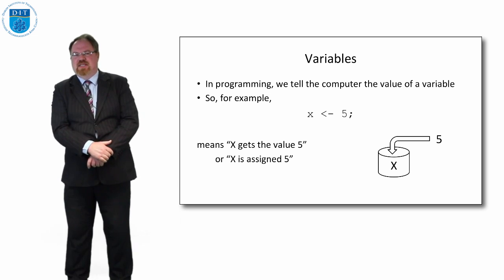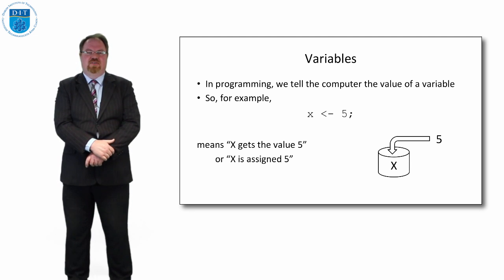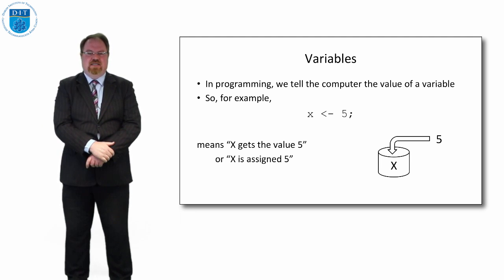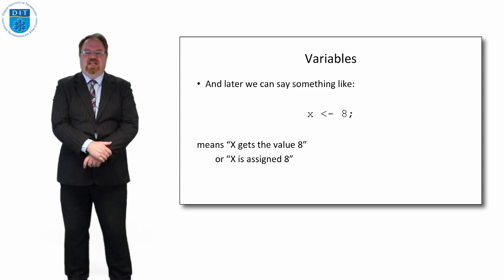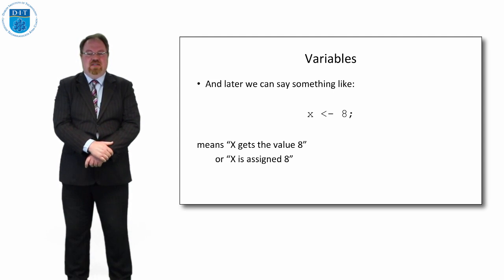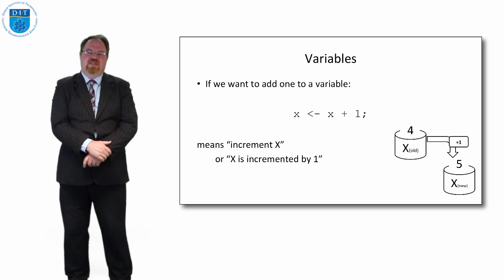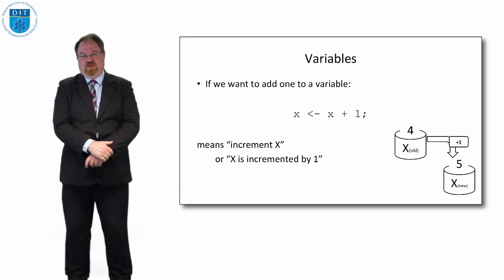Different kinds of buckets take in different kinds of things. We'll see that in a minute, but as long as we can focus on the idea of the bucket, which has a name on the front of it and a number inside it in this case. And if we say x is assigned 8 or x gets the value 8, then that means the number 8 goes into the bucket. We can also use an interesting command which says x gets the value x plus 1.